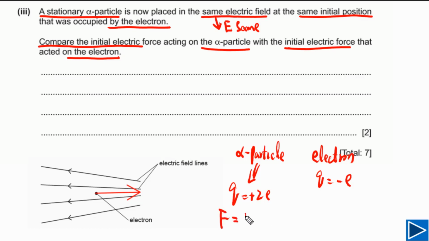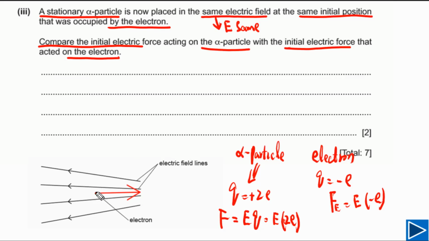Now if you write down the force here, F is equal to EQ. E is the same, so here we can write this as plus 2e. So this is the force on the alpha particle. If we write down the electric force acting on the electron, that will be equal to E times minus small e. So it simply means that the force on the alpha particle is 2 times the force on the electron, but the direction of force on the alpha particle is opposite to the force on the electron.